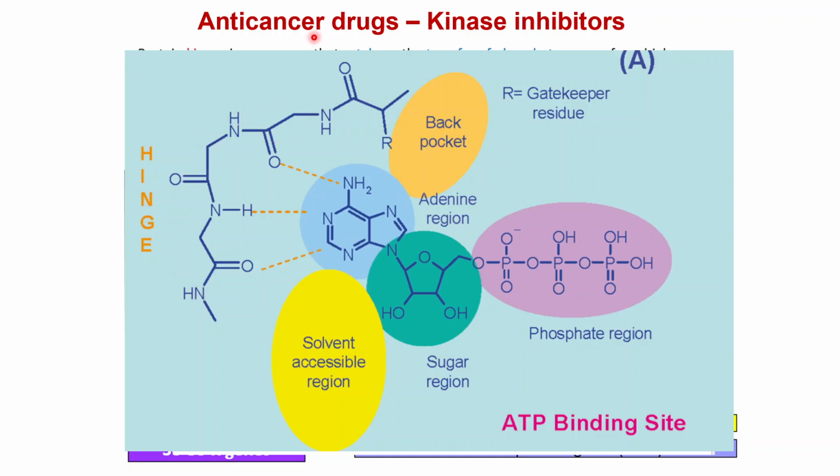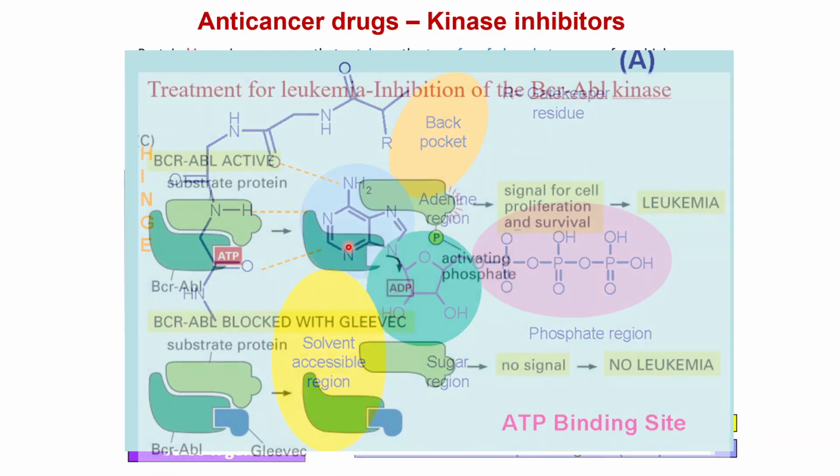Hinge region means the kinase enzyme has two different parts. One is known as the N block, or N residue, and the other is known as the C residue, and both the residues are joined by this hinge region, where the ATP binds. The competitive inhibitors also bind in this position.